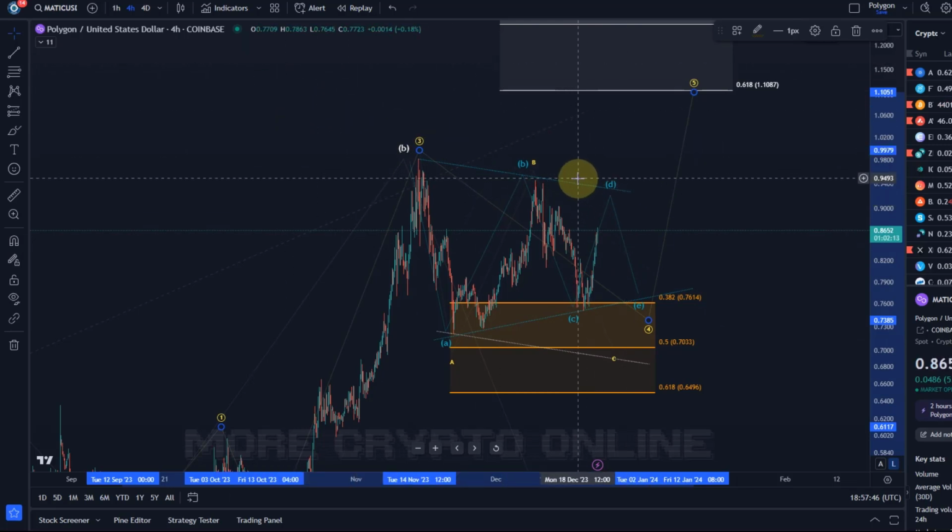So breakout point is clear, target is clear. If we dip once more into the support zone, no problem. Support remains at 76 cents, 70 cents, and then 65. Yeah, that's my update about MATIC.